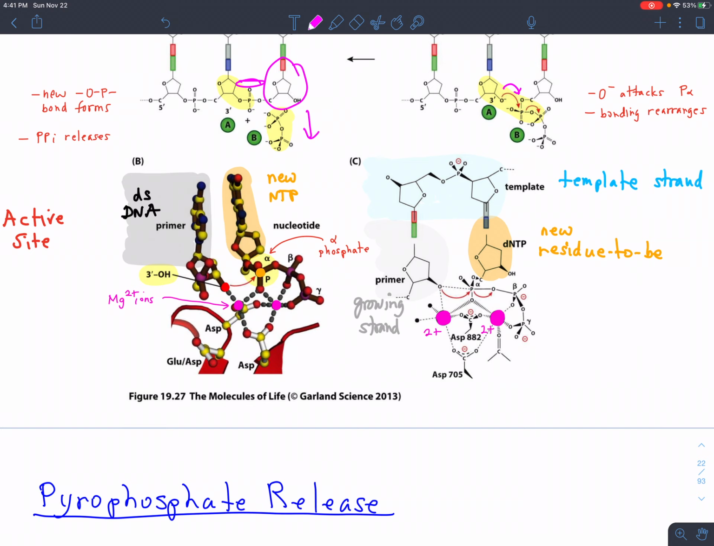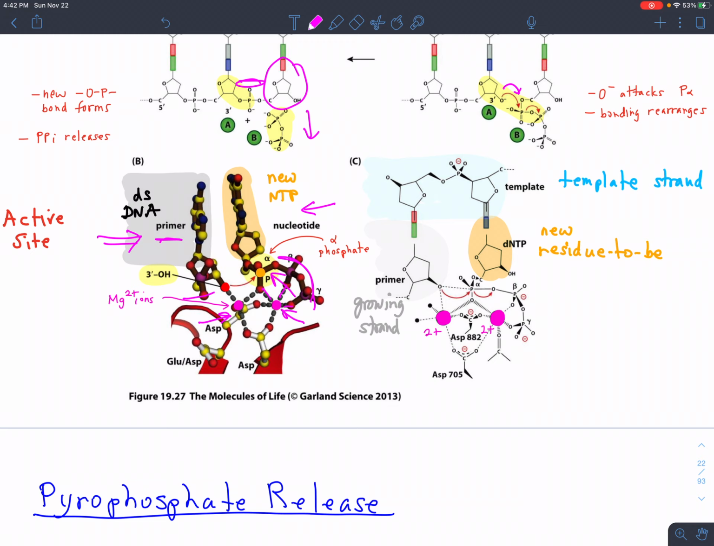Here's the positioning in the structure itself. Here's the double-stranded DNA coming up this way. This is the primer strand. And here's the new nucleotide coming in. There's the alpha phosphate right there. Here's the two magnesiums. You can see that this magnesium is making all kinds of contacts with the negatively charged oxygens on the triphosphate group.